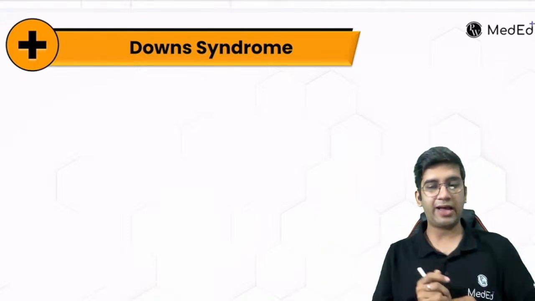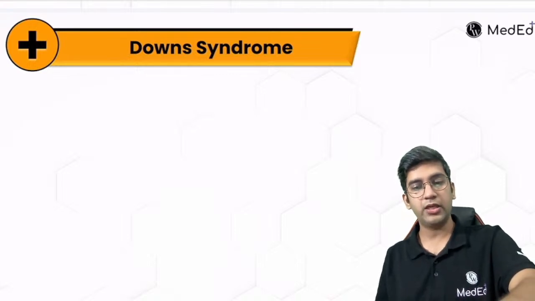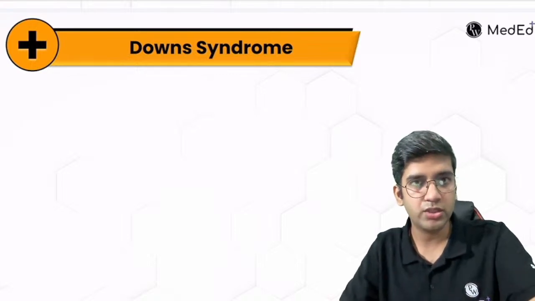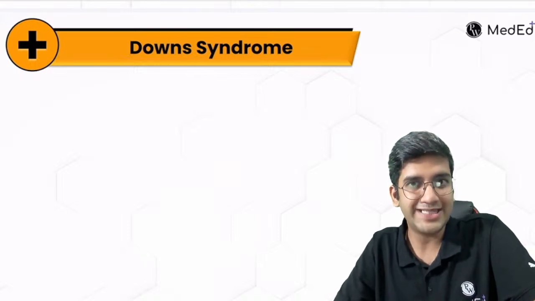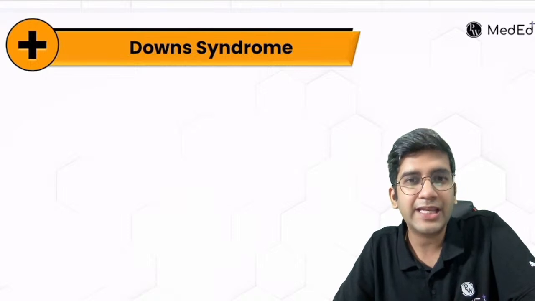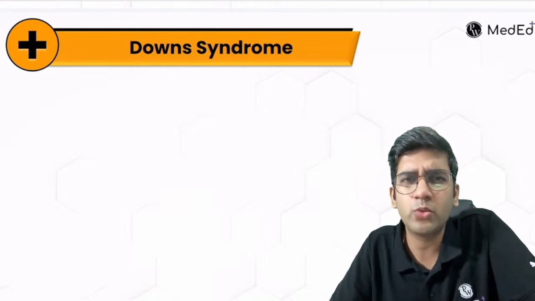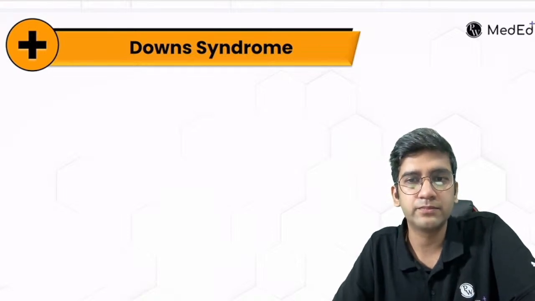Let's have a quick look at Down syndrome. I feel you need to know the clinical features of Down syndrome. The pathogenesis of Down syndrome is required, and obviously you have to start with what is the problem in Down syndrome. Can anyone tell me what is the genetic problem in Down syndrome? What happens in Downs? What's the mutation? Anything?